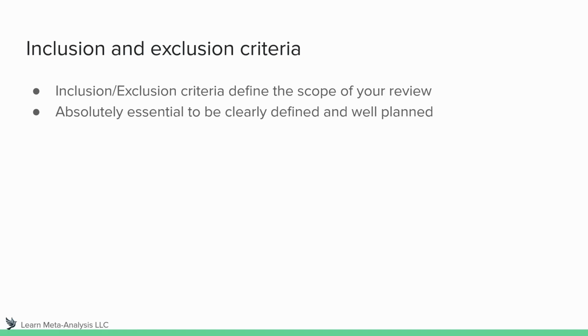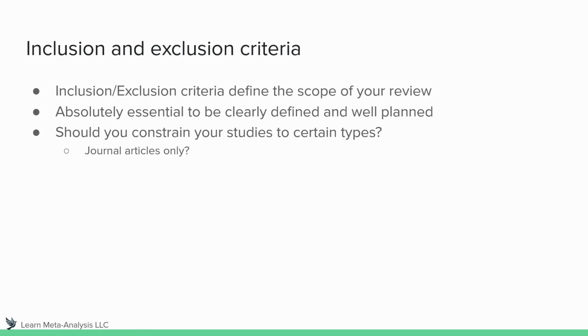I know this sounds like very, very common sense, but as you start to put together your inclusion criteria and start screening full text studies, you're going to see that these things are really more time consuming than you think they are when you first start this process. One of the things that people ask me a lot is, should you constrain your studies to certain types? The first thing that comes up a lot is journal articles. So should I only include journal articles because of, quote unquote, quality?